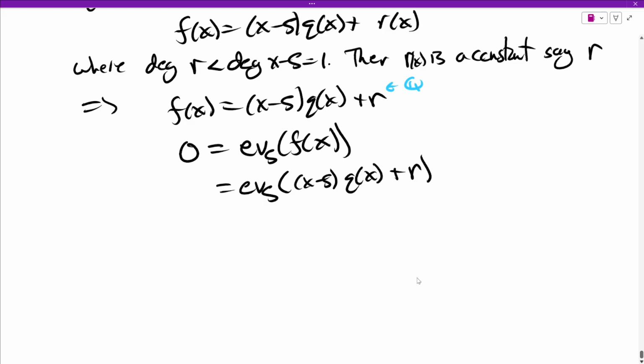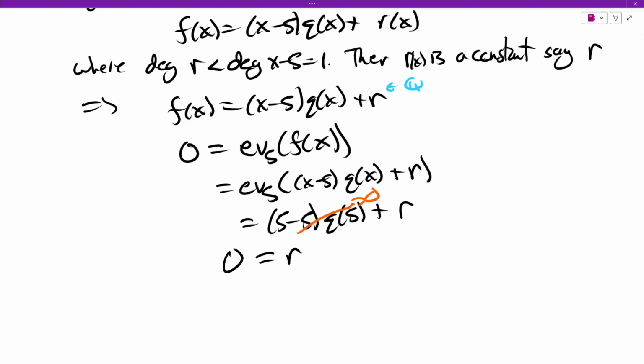All right, so evaluation at 5 is a homomorphism, and so we can just plug 5 into this expression. We don't have to worry about pluses and whatnot. So 5 minus 5, q of 5. When you plug 5 into a constant, you just get that constant. Now 5 minus 5 is 0, so like earlier, this part goes away entirely, and we're left with r. So r is equal to 0. So the remainder is 0.